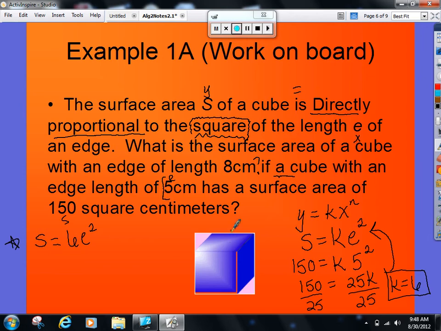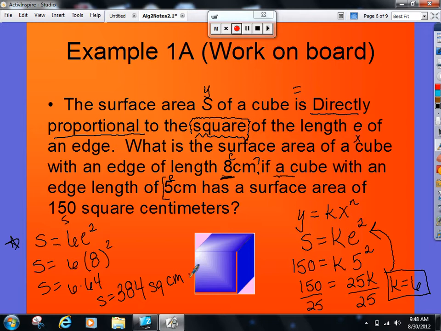But the one they're asking me is, what is the surface area of a cube with an edge length of 8? So now I can plug this in for my edge length, E. S equals 6 times 8 squared. S equals 6 times 64, and I get what I just told you, 384. What am I talking about? Square centimeters.